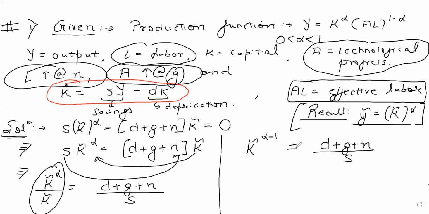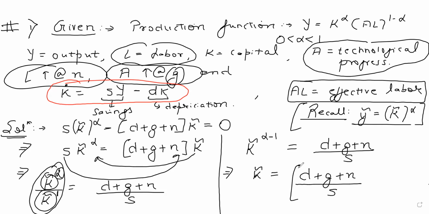How did I get this? The base is the same, so I can subtract the power: alpha minus 1. So this implies my k tilde will be ((d plus g plus n) over s) whole to the power 1 over alpha minus 1.